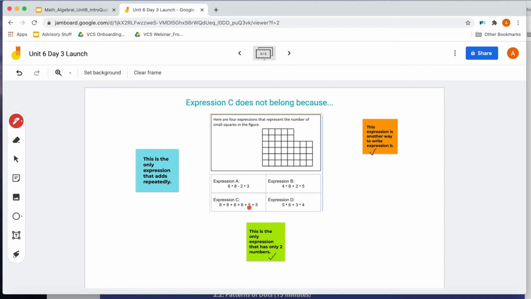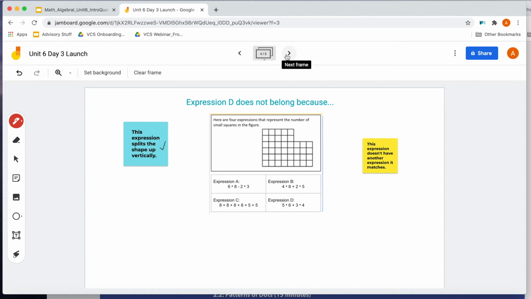And maybe that's another challenge. How can we look for more connections between different expressions? We see B and C. Can we find other connections? Okay. And we can even go ahead and show expression C here and show that we have 8, 8, 8, 8, and then we have the 5 and the 5, right?